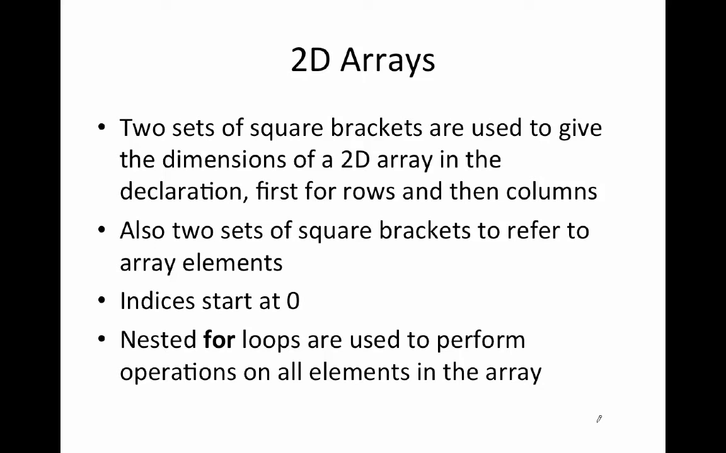For two-dimensional arrays in C, we use two sets of square brackets to give the dimensions in the declaration, first for the rows and then for the columns. Also, when you're referring to array elements, you have two sets of square brackets. Again, first the row index and then the column index. In C, indices always start at 0, for both the rows and the columns. And we use nested for loops to perform operations on all elements in the two-dimensional array.